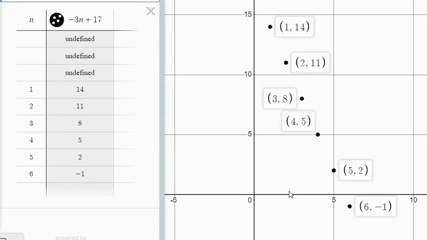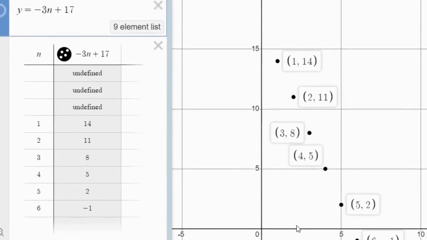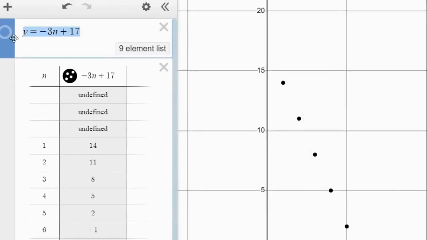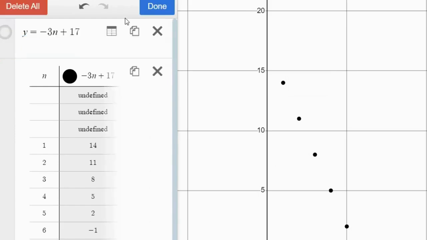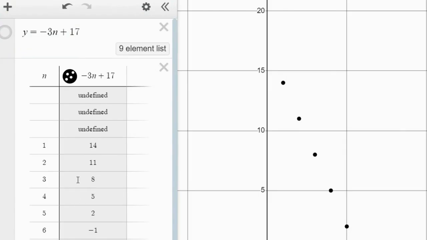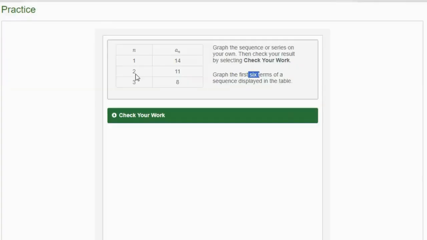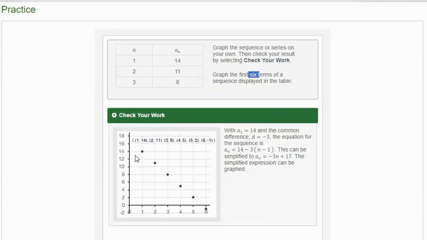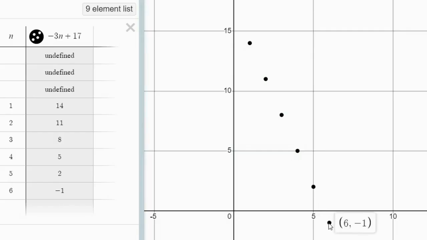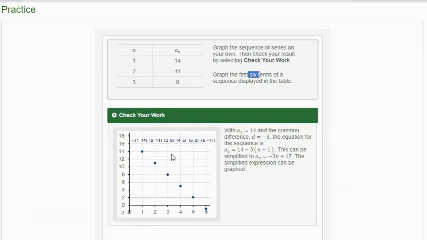All right, how'd you do? Did you know how to get from here to the table? Hit this little settings button up here, create table. Then you just have to modify the table. Yes, ma'am. Check your work. There you go. Same table. 6, negative 1 is our last term. That's what we had. 5, 2, 4, 5. 4, 5, 5, 2, 6. There we go.